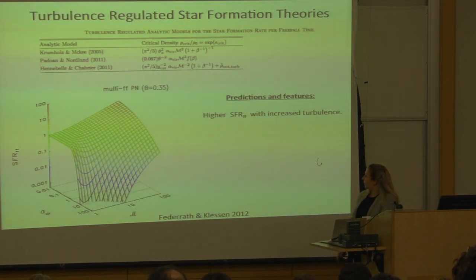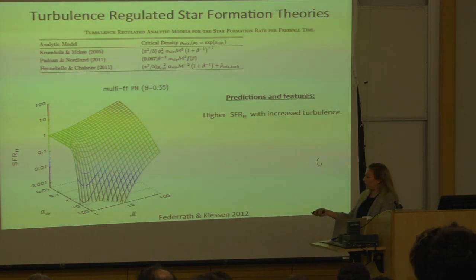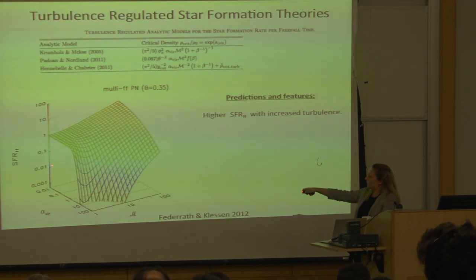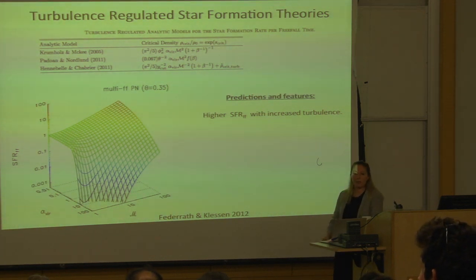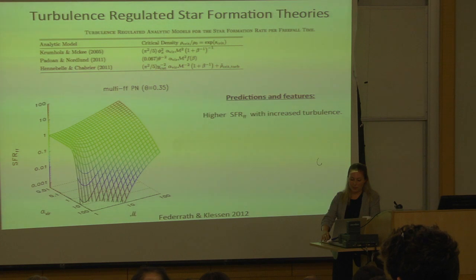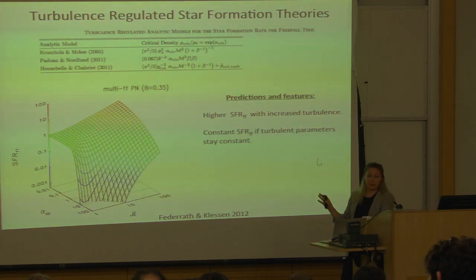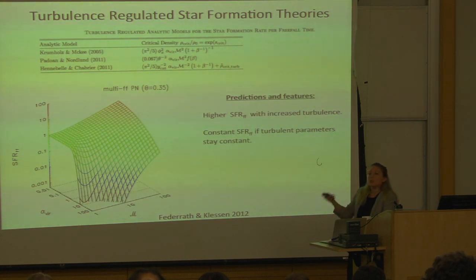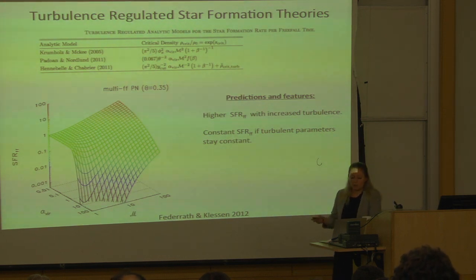So, what does this model predict? Certainly it strongly predicts that you should have higher star formation rate or star formation efficiency with increasing amounts of turbulence. That's because of this Mach number dependence. As you go to higher and higher Mach numbers, you're climbing towards higher and higher star formation rates, because you're pushing more density past this critical density. That's the main effect. The other big prediction is that you should have constant star formation rates and efficiencies for constant turbulent parameters. So if your turbulence stays roughly constant with time, this log normal should stay constant with time, and you should have constant star formation properties. That's a prediction.